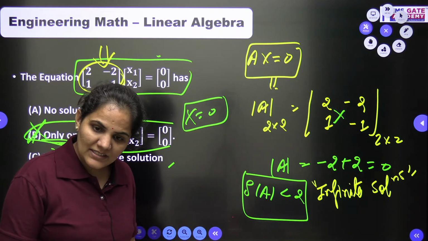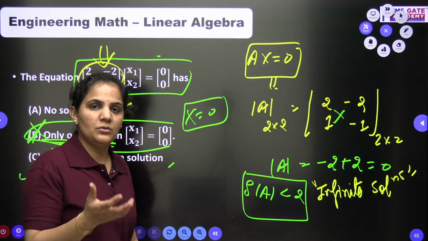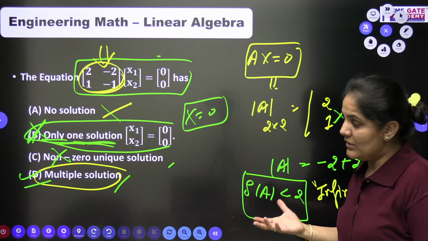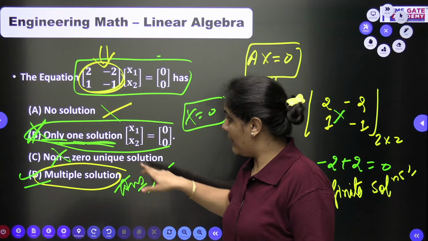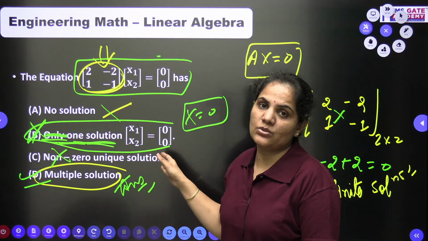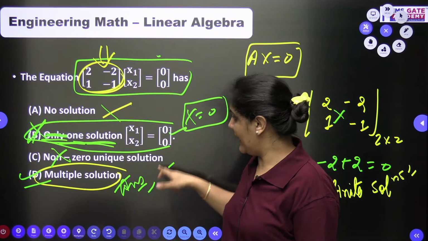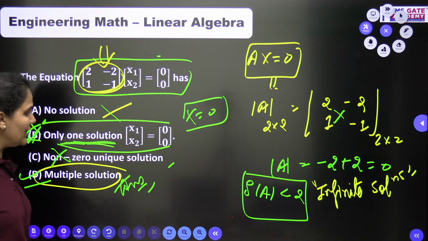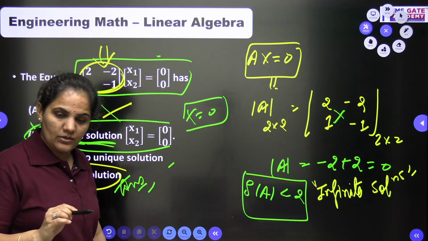Option B, because the determinant is 0. If the determinant is 0, it means the rank is less than the number of unknowns. Here we are having 2 unknowns, so the rank less than 2 means infinitely many solutions. So if we are having infinitely many solutions, then multiple solution will be the correct answer. But if it is written that one of the solutions is x1, x2 equals 0, 0, then also it is right. So in this case my question becomes an MSQ. This one will be right and this one will be right. But right now it is mentioned as only one solution, so only one solution is not possible here. Only x equals 0 is not a solution. We are having other solutions also.